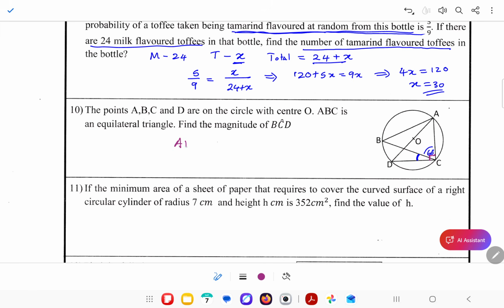So ADC is made up of what? ADC is made up of 60 degrees plus the angle we want to find, BCD, and ADC is equal to 90 because DA is a diameter. So the angle at the circumference is going to be 90 degrees. Right, so then BCD is what? 30 degrees.